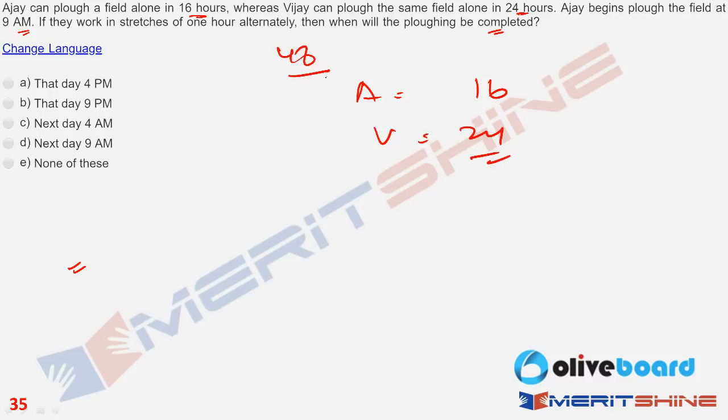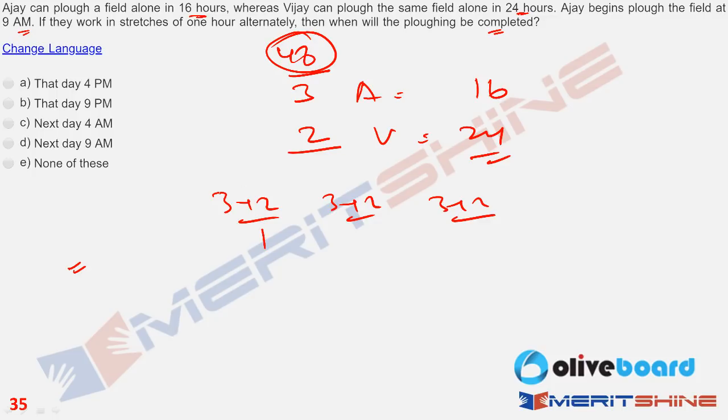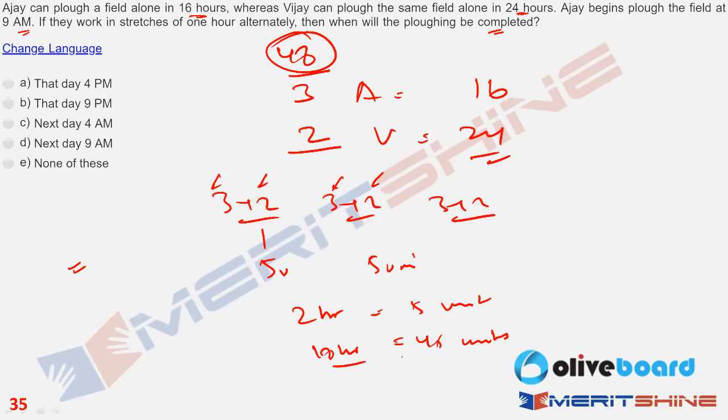Take the LCM. So A is doing 3 units of work per hour, B is doing 2 units of work per hour. Total work to be done is 48 units. So this will be 3, 2, then again 3, 2. This is how they will keep working. First 1 hour, then Vijay is coming, then again Ajay is coming, right? So every 2 hours they are doing 5 units of work, right? So they'll complete 45 units in 18 hours. And then when Ajay comes again, he will complete the work.